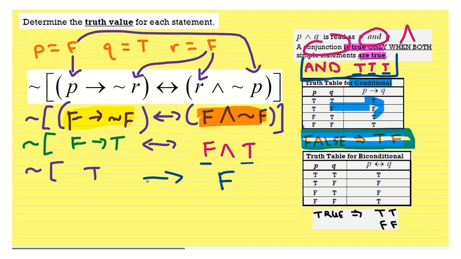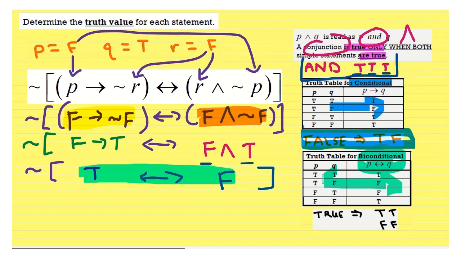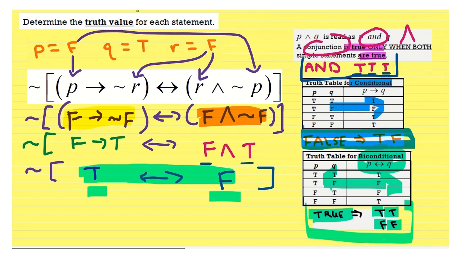And then I keep my biconditional here. I've got my final bracket here. So now I'm going to look inside the brackets and I'm going to say true if and only if F. That is a biconditional, which is the double-sided arrow. And the cheat sheet for biconditional is that it will be true if it is true and true or false and false. My truth values match. Okay, so does T and F match? No. Therefore, it is false.